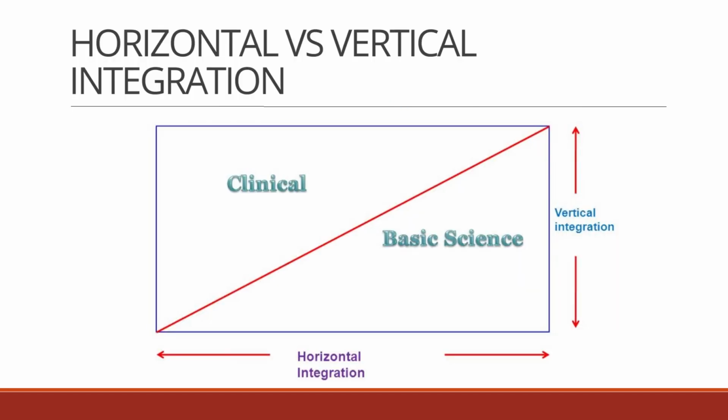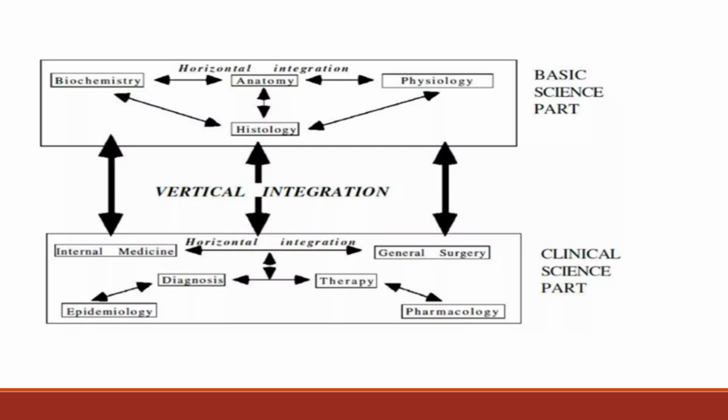There are two types of integration. Horizontal integration, when integration takes place among the subjects being taught in the same phase. For example, we integrate first-year subjects like anatomy with physiology. Vertical integration, when integration takes place among the subjects taught across different phases. For example, when we integrate first-year subjects like physiology with final-year subjects.